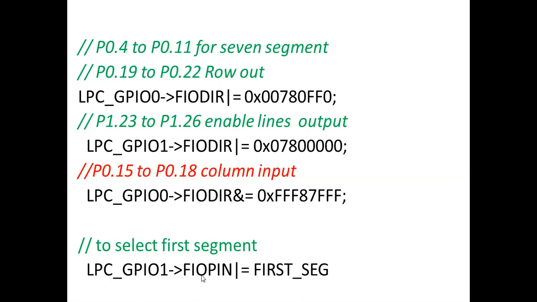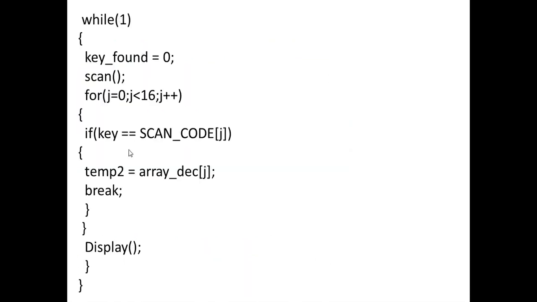And now this is a statement. In order to select the first segment, we are writing the constant first segment to the FIO pin. Thereby you are selecting the first 7-segment display among the 4 as the display unit. Okay, now while 1, this is an infinite loop. Continuously this loop will be executing as long as power is supplied to the microcontroller. Initially key found is a flag, initialized with 0, which indicates that no key is found. Now we are calling the scan function, so let's look into the scan function.